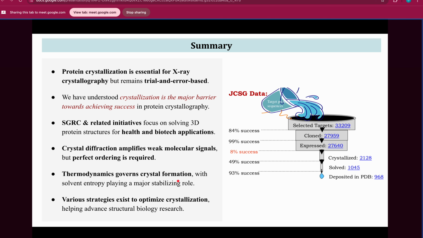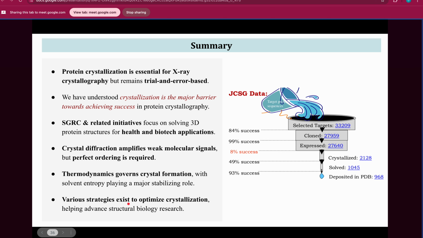Thermodynamics governs the crystal formation. So as we have seen in the delta G equation, it governs whether you will be able to obtain a proper crystal or not, with solvent entropy playing a major stabilizing role. So solvent entropy was highly negative. That's why we are able to observe the proper protein crystal.